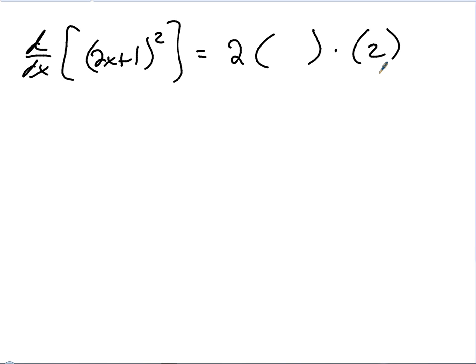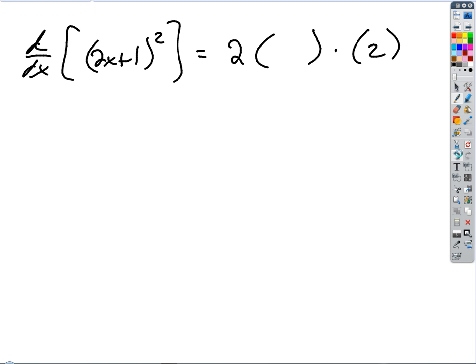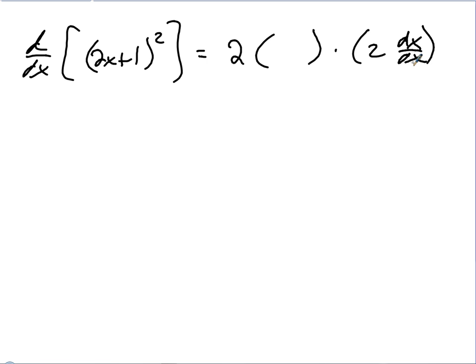But it's really a 2 dx dx, isn't it? If I take the derivative with respect to x of 2x plus 1, I'm going to get 2 times dx dx, which we never write because it's just 1. Everybody see that? That's really all I'm doing, but the dx dx part just goes away. Now, if the variables were different, though, it wouldn't go away.